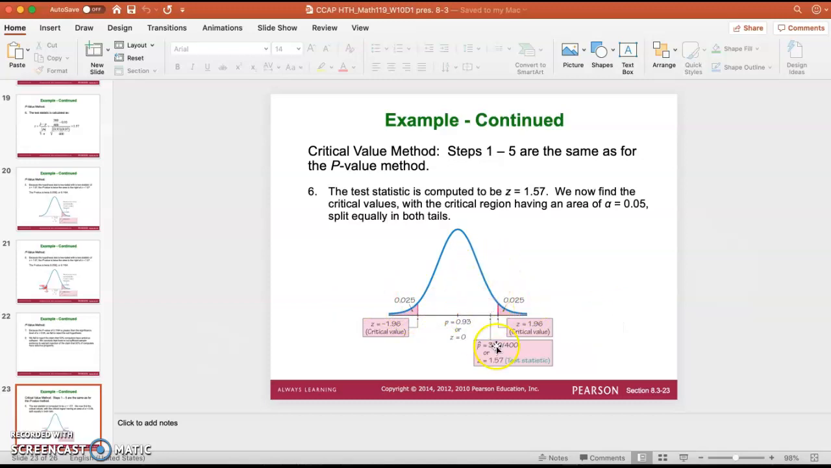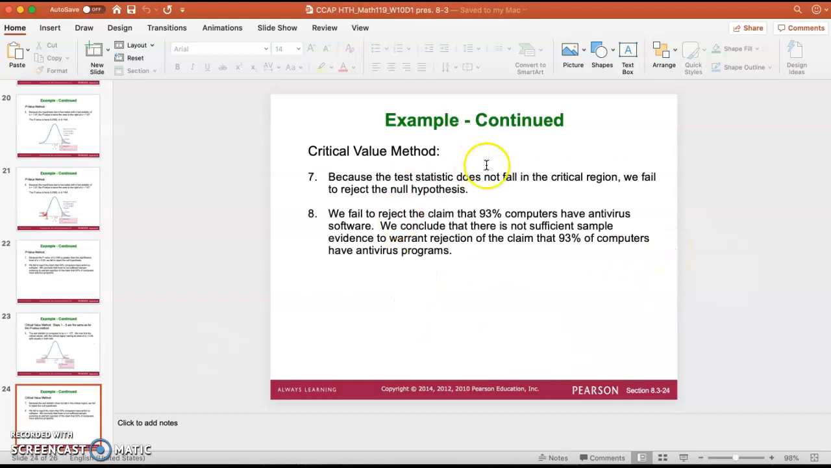But since our test statistic is 1.57, that's inside that range between negative 1.96 and 1.96. So then we still would fail to reject the null hypothesis in this case, since the test statistic also was not in the rejection region. And then number 8 would be essentially the same, just putting that fail to reject into non-technical terms with context.